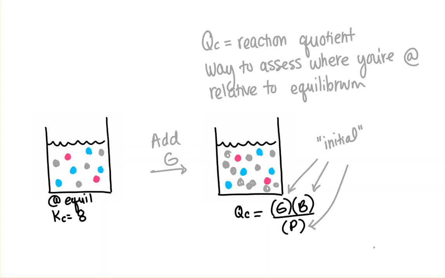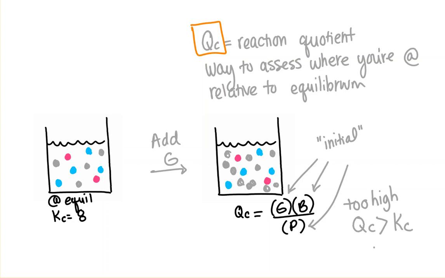And the way that I have done this with extra gray, when I calculate this ratio, it'll come out too high. And by too high, I mean that my Qc, calculated with these initial concentrations, will be bigger than that 8 that I had before. It'll be bigger than my Kc. So again, this reaction quotient, Qc, it's just a way to basically put the numbers in and see how it comes out compared to the known equilibrium constant.